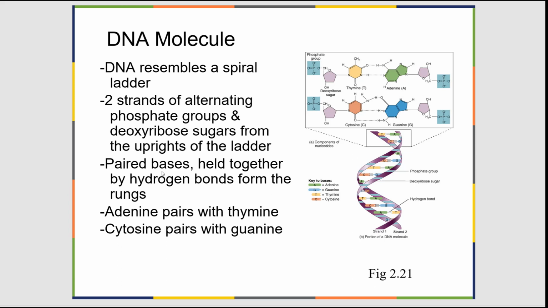Okay? These bases are going to pair up with the opposite strand of the DNA. Adenine always pairs with thymine, and cytosine always pairs with guanine. So A always goes with T, and C always goes with G. So G goes with C, and T goes with A.